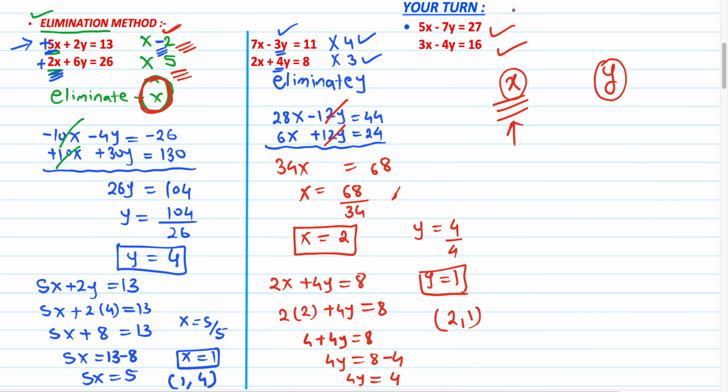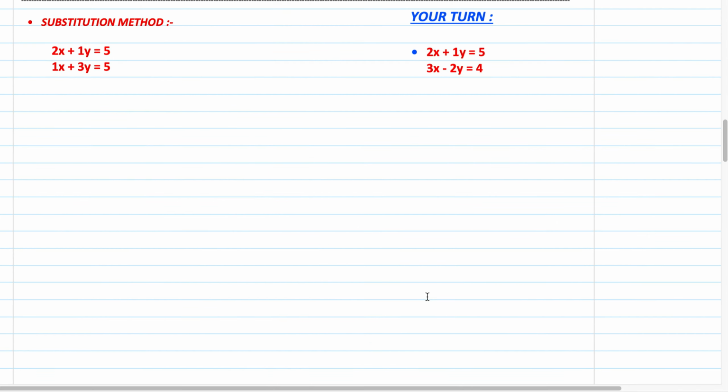Now we will move on to the next method of solving simultaneous equations. Okay students, so the second method of solving simultaneous linear equations is what? The substitution method. It is called the method of substitution. So what exactly is the funda of this method?